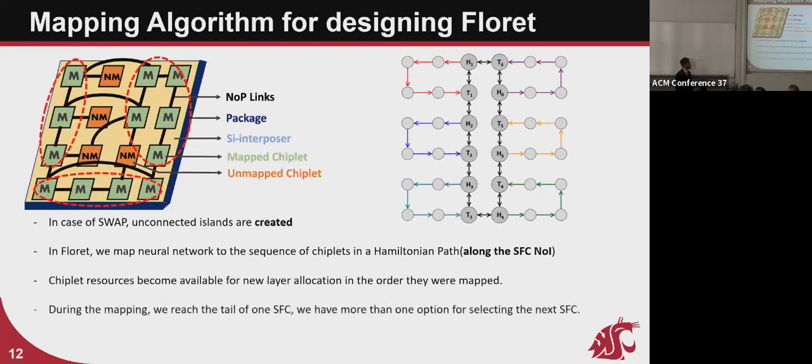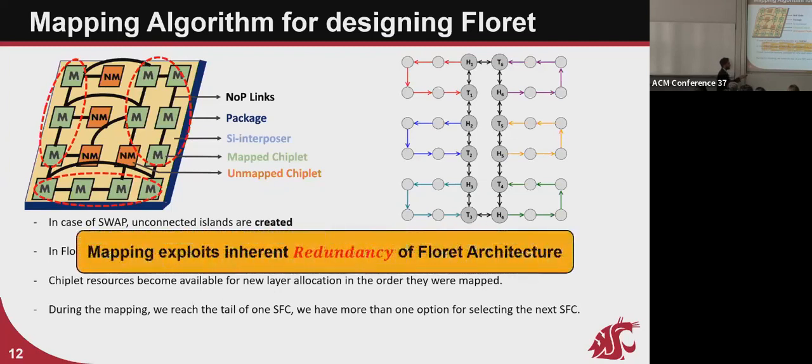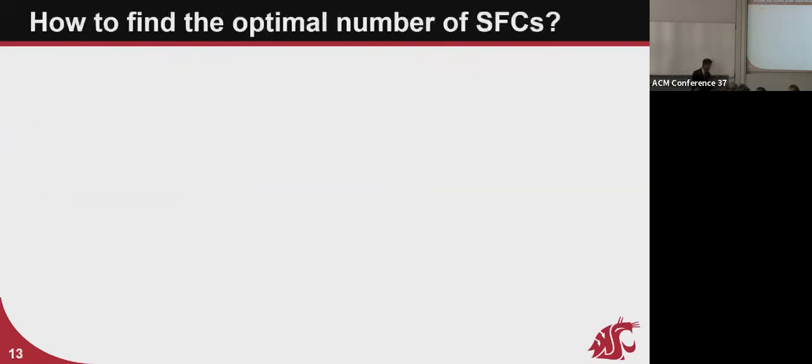So during the mapping, if we reach one of the tails, we have more than one option. In case there's inherent redundancy in the system, where if the yellow link is broken and we cannot use the section of chiplets, we have introduced this inherent redundancy that we get as a byproduct in the system, which gives it that mapping benefit.